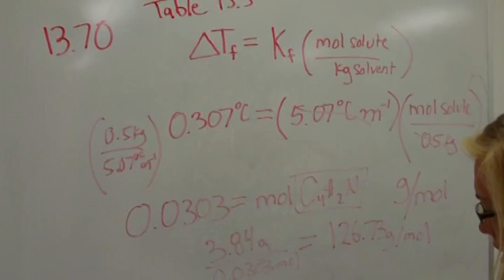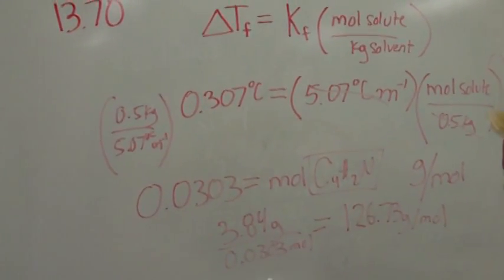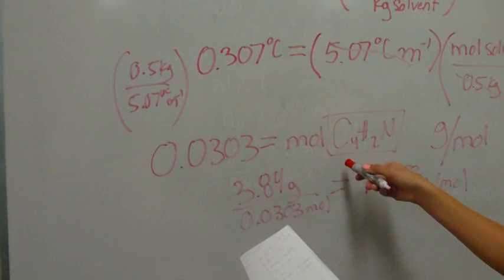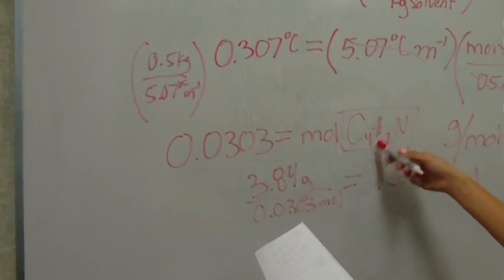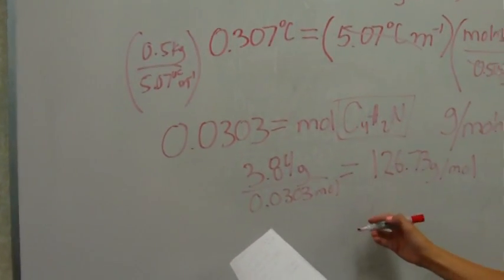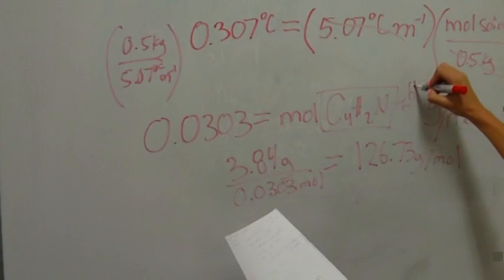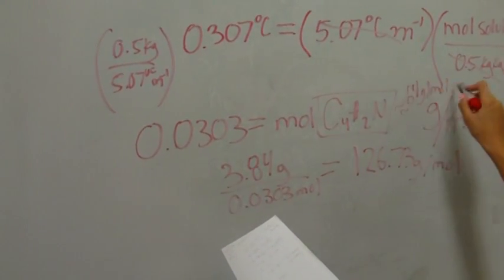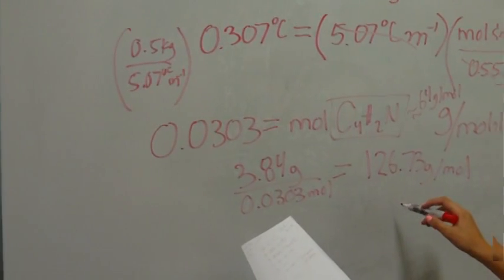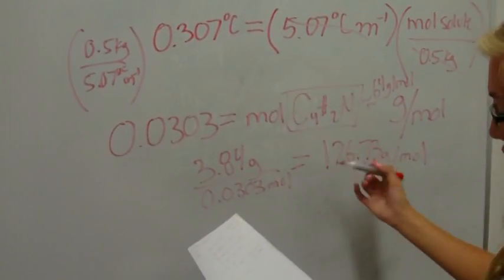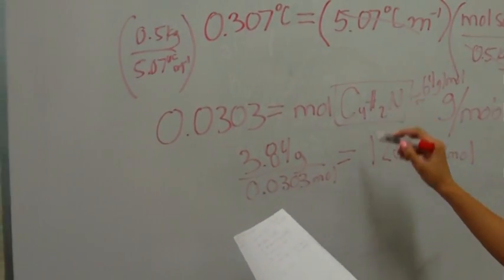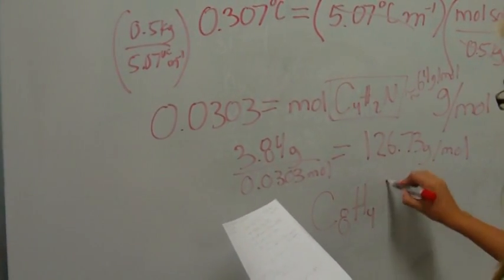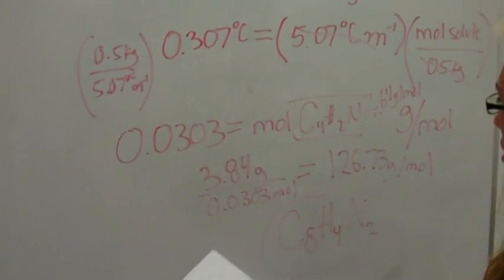So now to find the molecular formula from the empirical formula, we calculate the molar mass of the empirical formula, adding from the periodic table, 12.001 times 4, 1 times 2, and 14. Add it all up, you end up with 64 grams per mole. And if you notice that if you double 64, you get 128, which is close to that. So the empirical formula would be this times 2. So the molecular formula would be this times 2. So the molecular formula is C8H4N2. That's that.